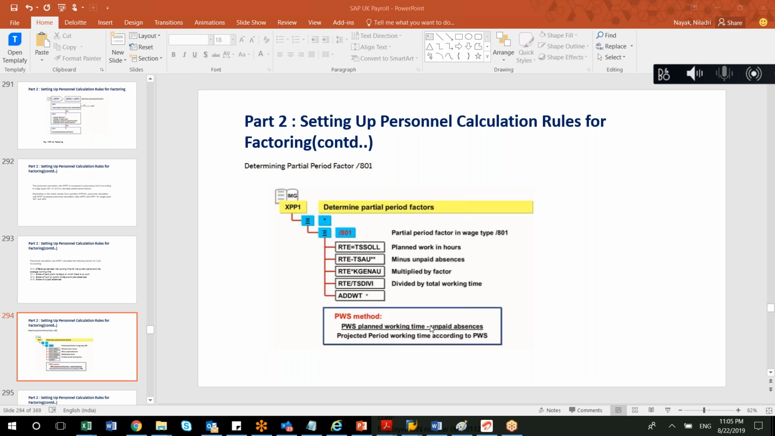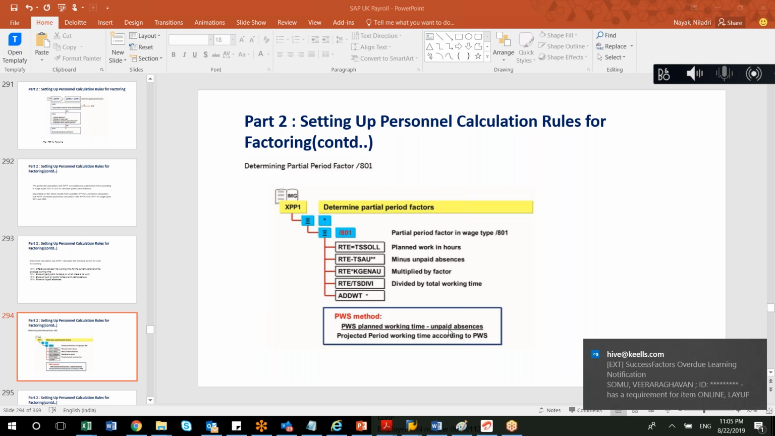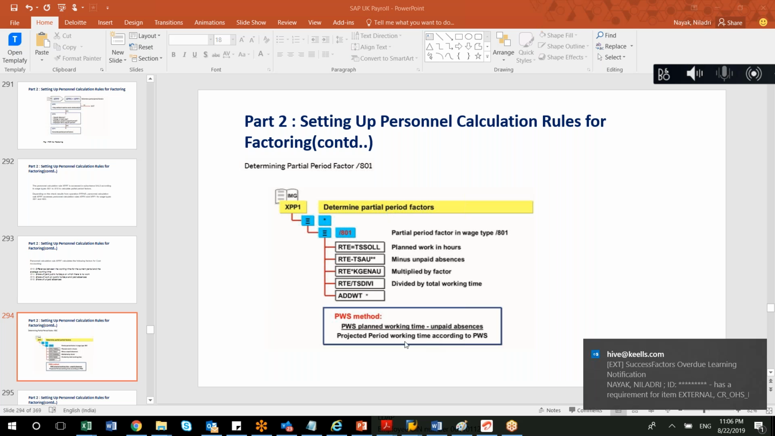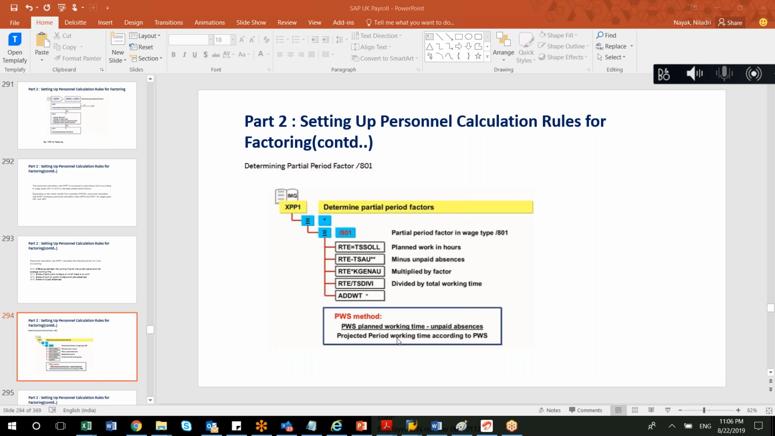But if you wish to make any changes, you can customize the partial period factors I have told you about. Those are what you have to change, but these are the standard ones, so you don't have to change them. This is another way to understand how to write a rule: here I have given a formula, so how do you translate this formula to a rule?